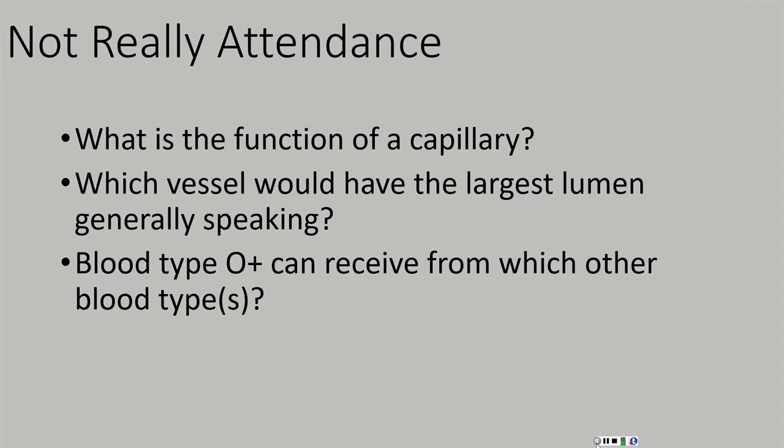And blood type O positive can receive from which other blood types? Blood type O positive can receive from O positive because every blood type can receive from itself. And then also O negative. O negative is the universal donor because it doesn't have any antigens, so we wouldn't be introducing any foreign antigens. So O positive can receive from O positive and O negative.